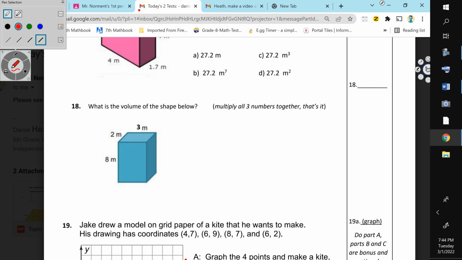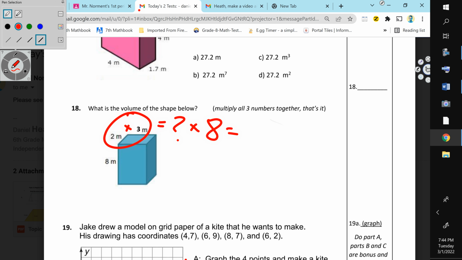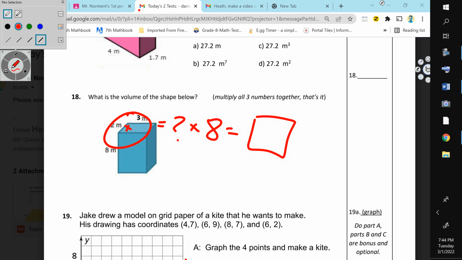And then number 18, all you got to do is multiply. I would do 2 times 3 first, and then multiply that answer times 8. And that will be something, and that is your answer.